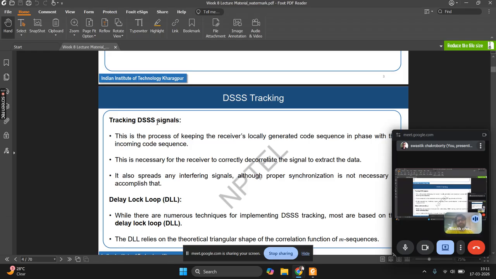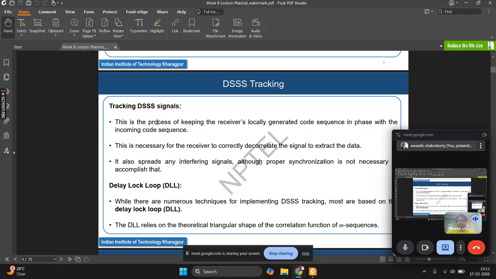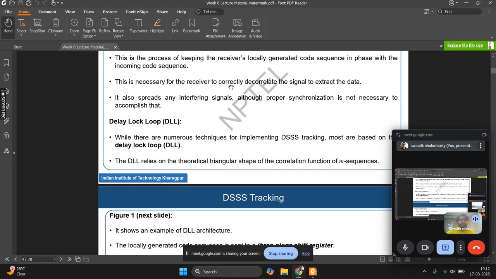So tracking a DSSS signal means the process of keeping the receiver's locally generated code sequence in lockstep with the incoming code sequence. This is necessary for the receiver to correctly despread the signal to extract the data. It also spreads any interfering signal, although proper synchronization is not necessary to accomplish that. So the primary task is to keep the locally generated code in lockstep, and the secondary task is to spread any interfering signal.